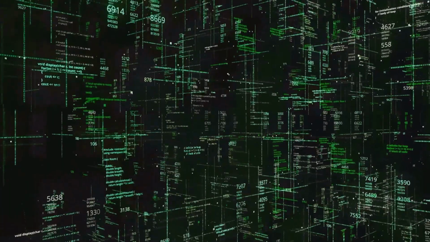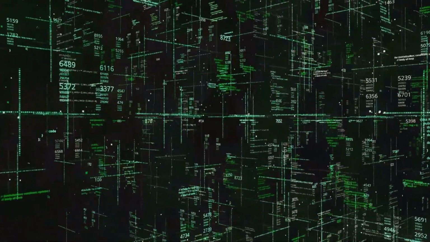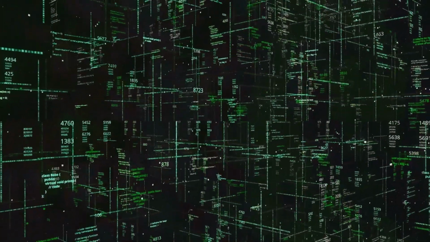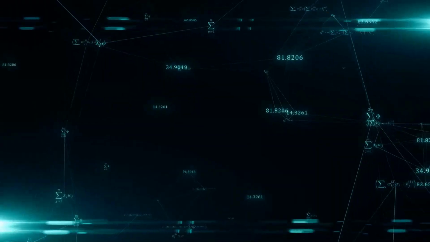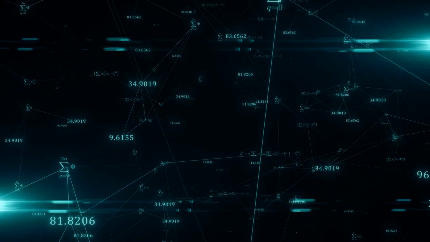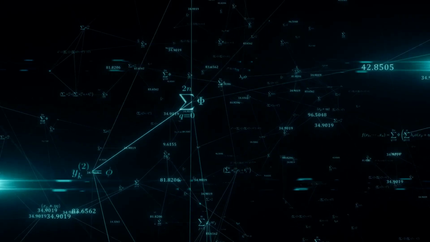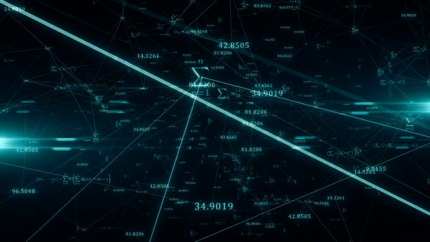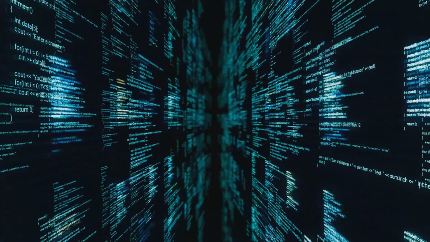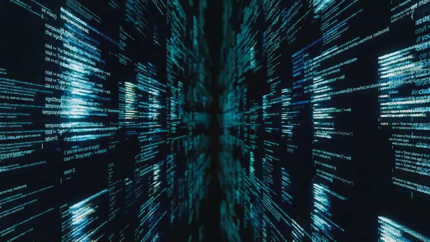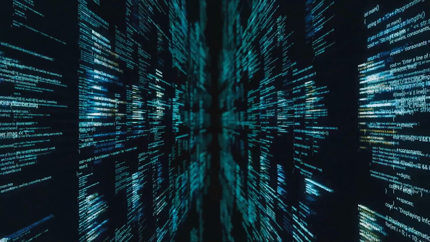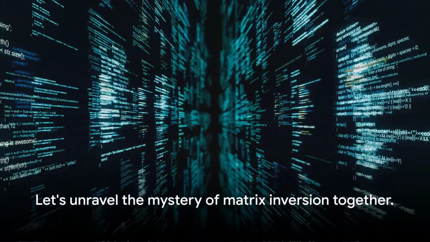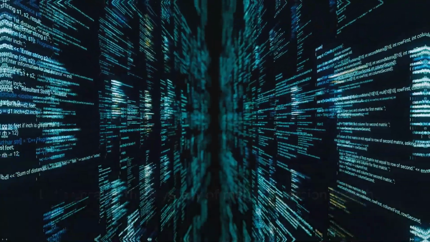Inverse matrices are key to solving systems of linear equations. Think of it like cracking a code or solving a puzzle. The inverse matrix holds the key to unlock the solution. From computer graphics and cryptography to economics and engineering, they're everywhere. Knowing how to find the inverse of a matrix is a vital skill in various mathematical and scientific fields. So, let's take this journey together and unravel the mystery of matrix inversion.